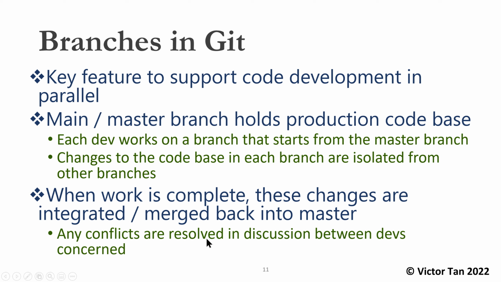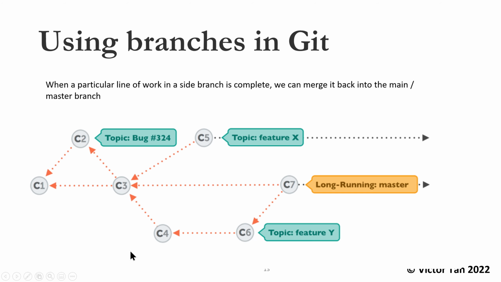If there is a conflict, then generally the developers who are responsible for the feature branch that causes the conflict are going to sit down, have a discussion, and resolve the conflict. So conflict resolution is an important process of working with feature branches in Git. That's how you work with branches.